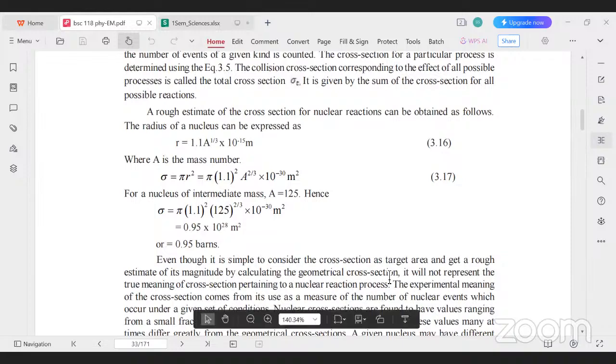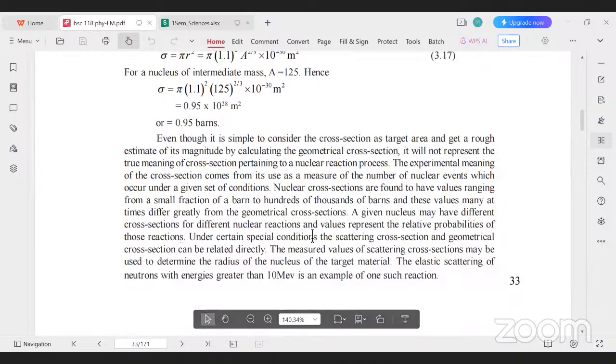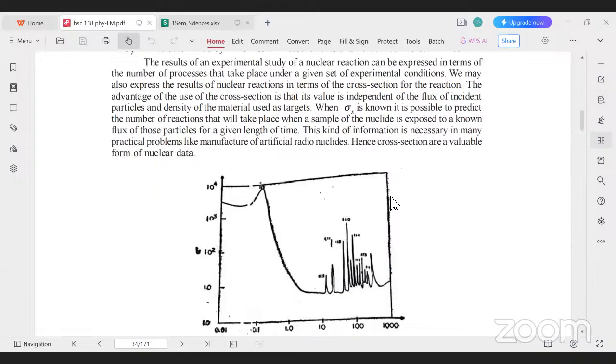Cross sections, rough estimated magnitude. Please go through it. It's simple, you can understand. There is nothing complicated to understand in all this. How this cross section works.